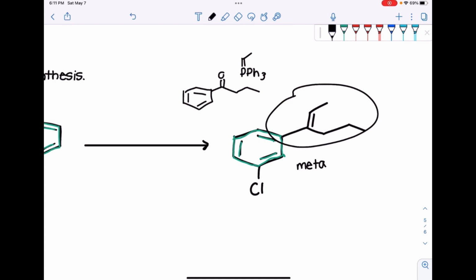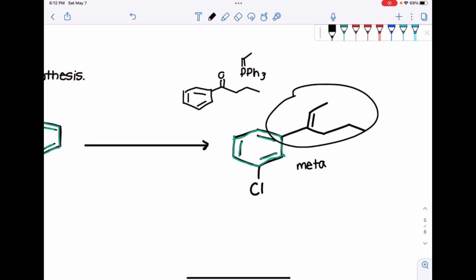The ketone is an electron withdrawing group. It's a meta director. So if we had that, we could add the chlorine meta. So that's great. We have the last step in our synthesis. So now let's work forwards. We worked backwards. Now let's try to get to that point.